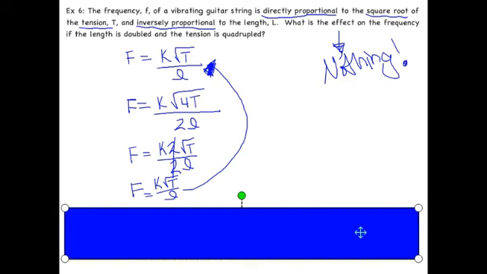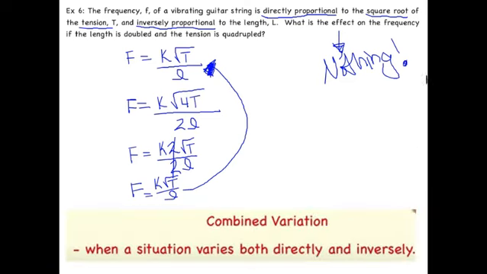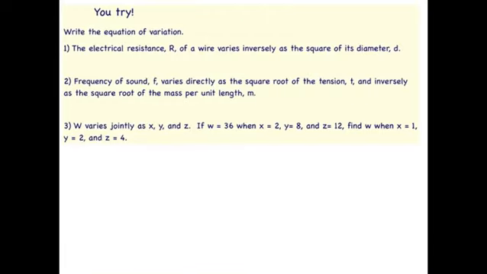So what this is actually an example of is a combined variation. Like I said, it's a situation that varies both directly and inversely. So we have two of these relationships. Notice how we had to multiply by k and divide by L. Combined variation, we're literally combining both of these relationships. Alright, so what I want you to do is try these three on your own, follow the directions carefully, and I'll be back in a little bit to see how you do.